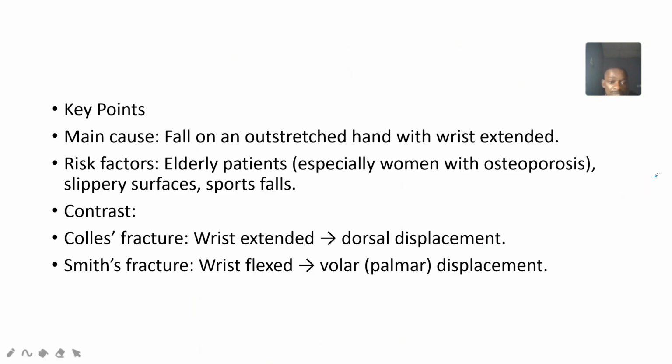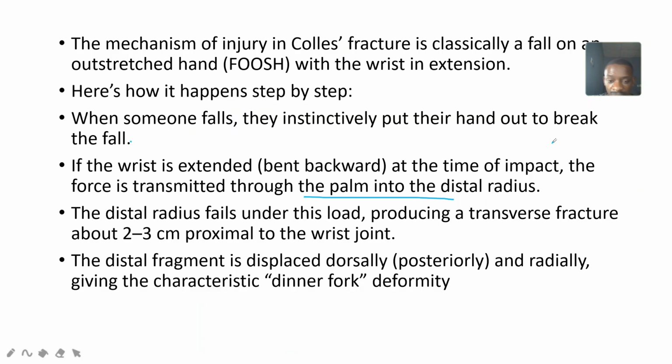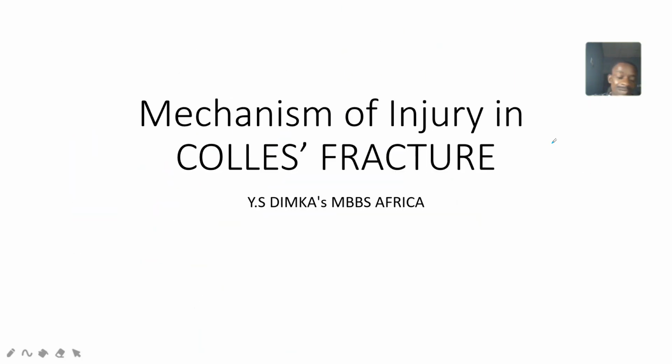Okay. So key points, the main cause is usually what? Fall on an outstretched hand. Risk factor: it occurs more in elderly people, and also people whose bones are weak. And also when you stay in places where there are slippery surfaces or sports falls. So that's what we have for the Colles fracture, and the primary thing that could possibly cause Colles fracture. Trying to know the cause in depth.